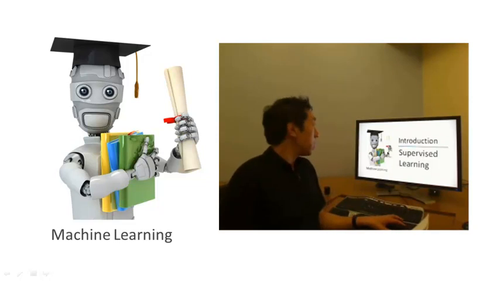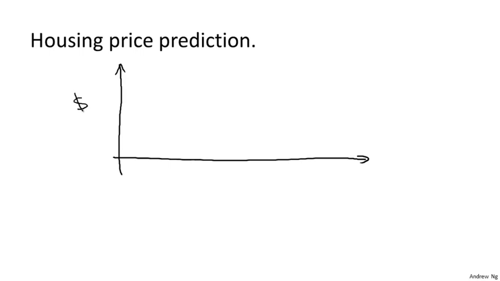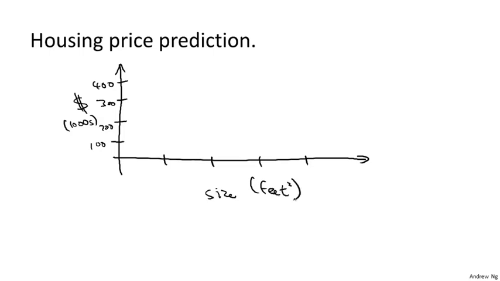So let's say you want to predict housing prices. A while back, I actually had a student collect data on housing prices from the city of Portland, Oregon. And so let's say you collect a data set that looks like this. Here are my axes. On the vertical axis, let's say I plot the price of a house in thousands of dollars. So there are 100,000, 200,000, 300,000, $400,000 houses. And on the horizontal axis, let's say I plot the size of the houses in square feet.